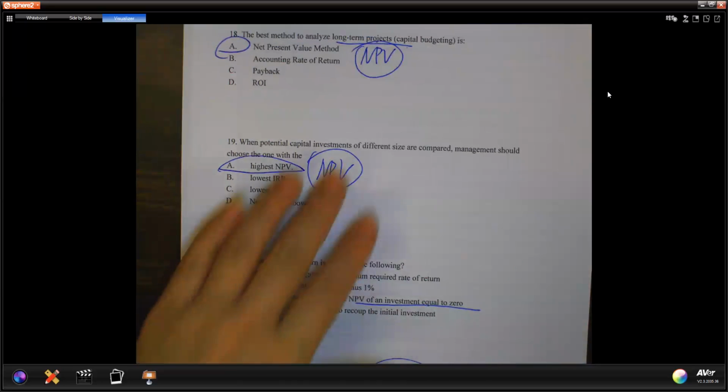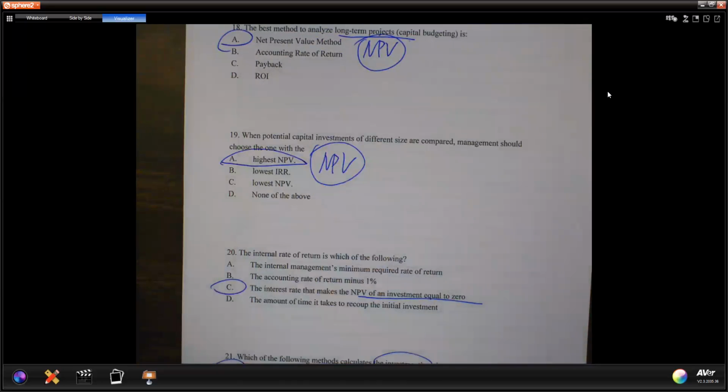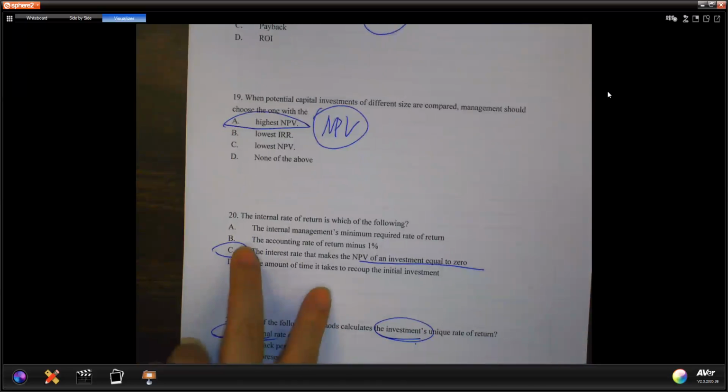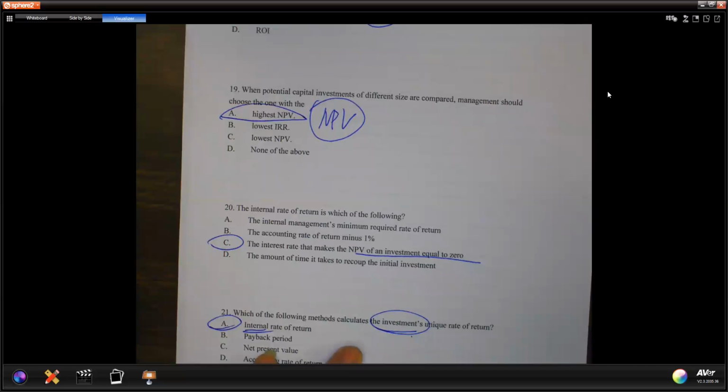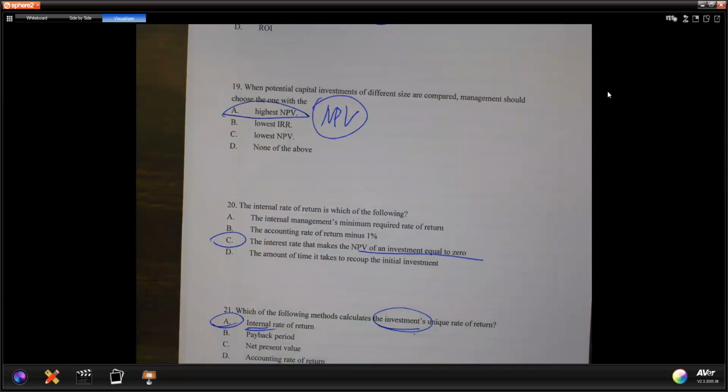We said the best one is we use NPV, always use NPV. And then we said the IRR is when the NPV equals 0. And then investment unique rate of return, right? We said the ice cream store, gas station, that is the investment unique rate of return is the IRR, the internal rate of return of this project.